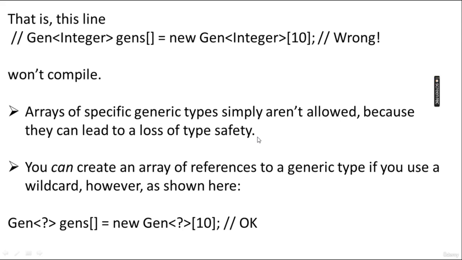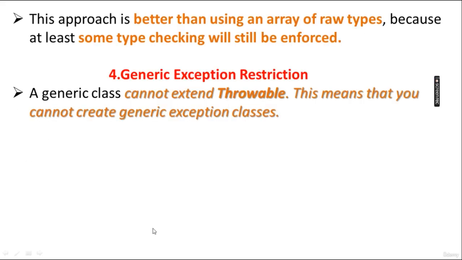So at the source code time or compile time, you have to just give the type T. You can create an array of references to a generic type. If you use a wildcard, you can give it here. While creating the object, this will be replaced by the actual type. This approach is better than using an array of raw type because at least some type checking will still be enforced using a wildcard.